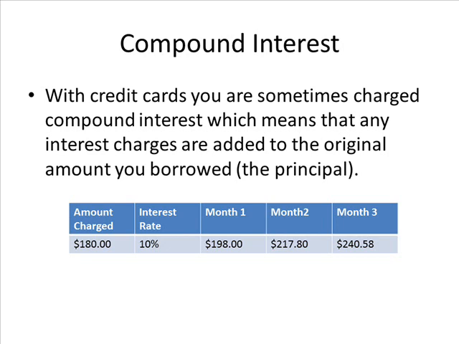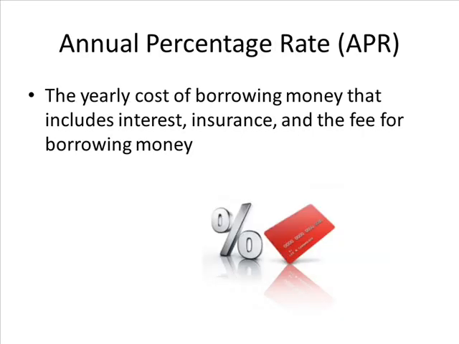If you look at this example at the bottom, a person spent $180 and they have an interest rate of 10%. Each month, an additional fee is added on to the original $180. So by month 3, they're paying $240 for the original $180 item.